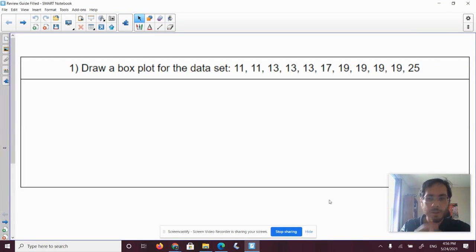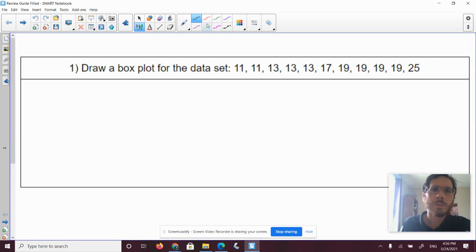All right, so we're doing the final exam review. For the first question, it says to draw a box plot for the data set. When we want to do a box plot, the first thing we want to do is get the median. We want to get the middle number. So if we count, we've got 1 on each side, we'll get rid of. 1 on each side, 1 on each side, 1 on each side. And so we can see that 17 is going to be the median.